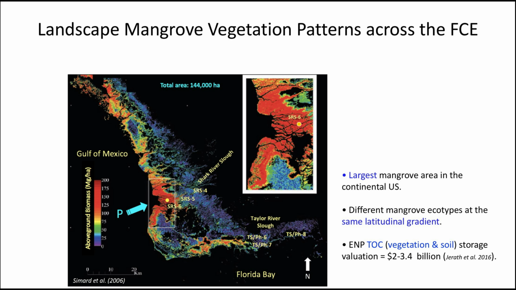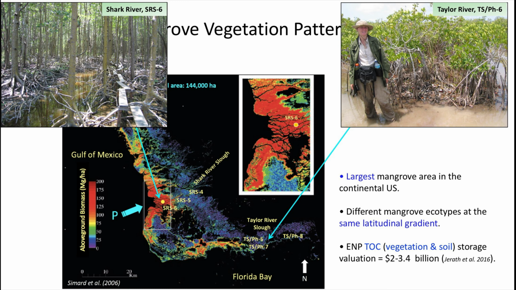For instance, this is one example of the distribution of aboveground biomass in Everglades National Park. So we have the largest and more developed mangroves in the western region, particularly in the Shark River estuary. And we also have less developed mangroves in a stunted form in the eastern region, including Florida Bay.